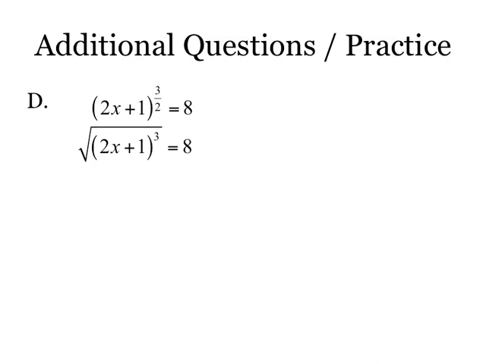All right, we can square both sides, and that leaves us with 2x plus 1 to the 3rd equals 64. And now we can take the cube root of both sides, and that gives us 2x plus 1 equals 4. And then we can solve that, so subtract 1, divide by 2, and we get x equals 3/2.